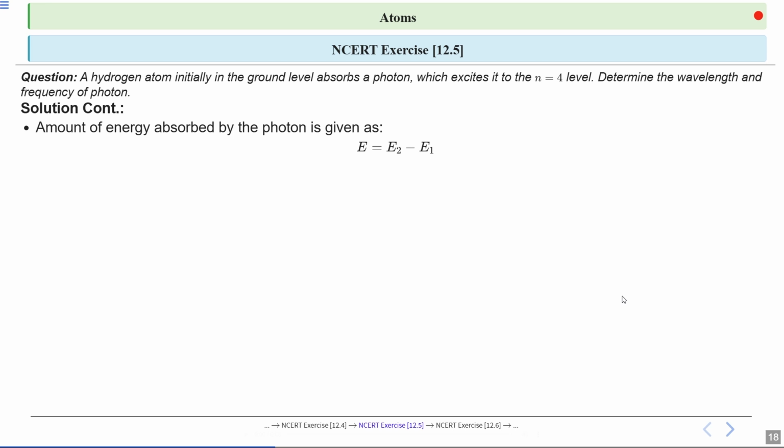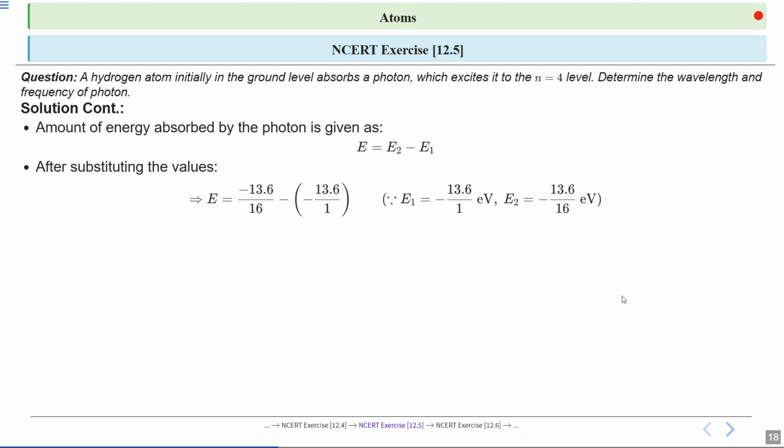All energies are measured in electron volts, which is a common unit for atomic energies. Now let's substitute the actual values for E1 and E2. For hydrogen, the energy of level n is given by En equal to minus 13.6 divided by n squared in electron volts. E1 is minus 13.6 electron volt and E2 is minus 13.6 divided by 16, since 4 squared is 16. Plugging in these values, we get E equal to minus 13.6 upon 16 minus 13.6 upon 1. Notice that the double negative here means we are really adding the absolute values.